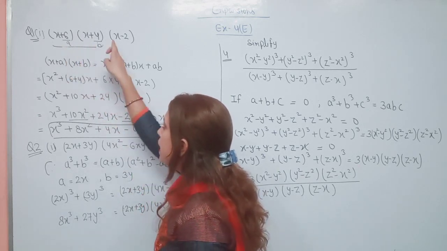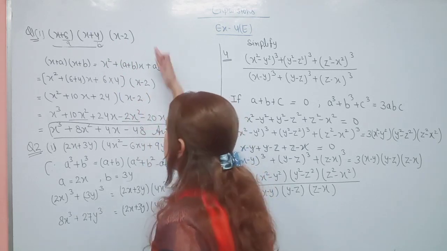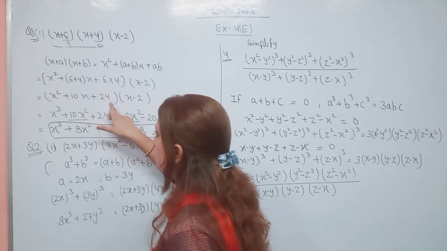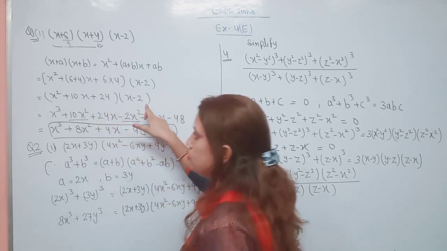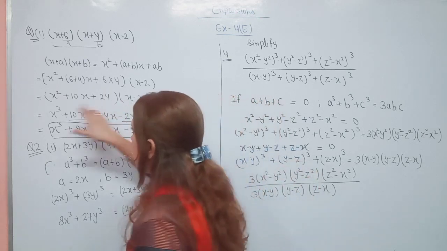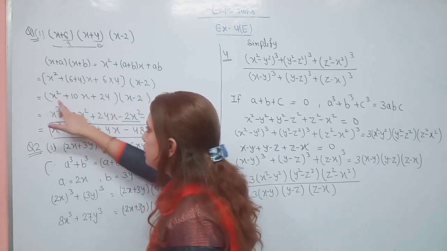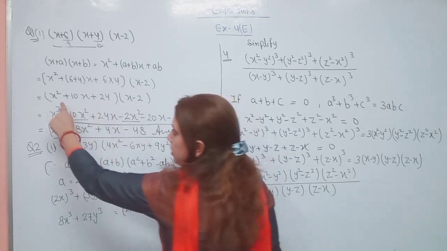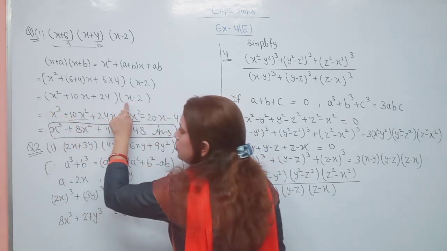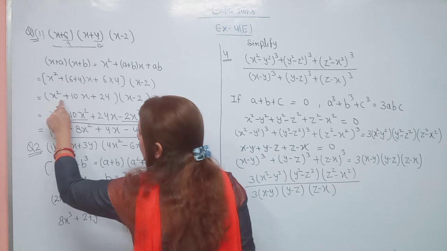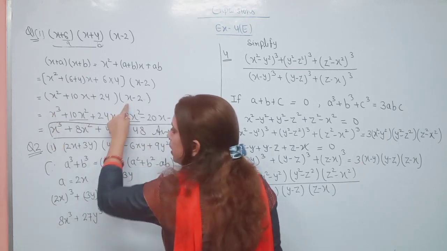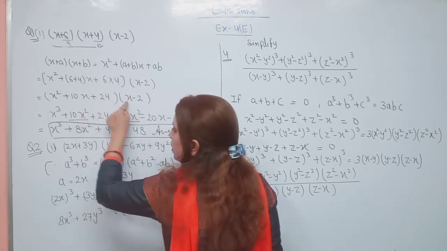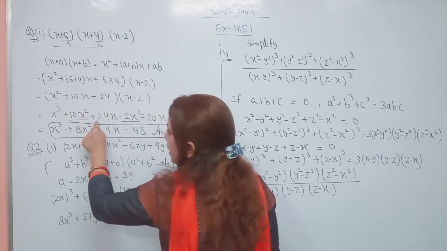6 into 4, and (x - 2) will be the same as it is. Now we have x square plus 10x plus 24, and x minus 2. Now in the last we will multiply the first term, and then the second term, to the first term. Now let's do the simple multiplication. X square into x is x cube. Now 10x into x is 10x square, plus 24 into x is 24x.